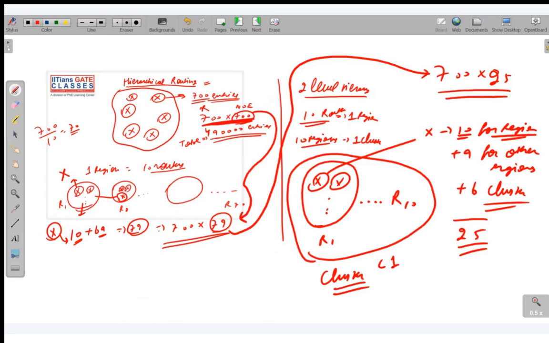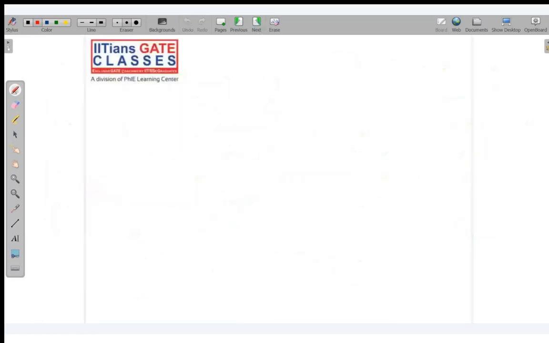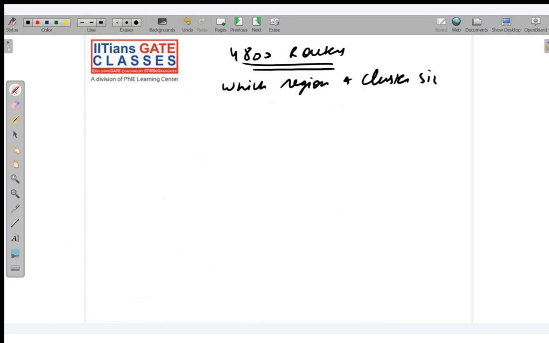Understood, sir. Okay, take the snapshot, then I will solve the GATE question which has been asked. Done? Okay. So the question is, I will write in the shortcut manner. There are 4800 routers in the network. So the network is very big. Which region and cluster size should be chosen?